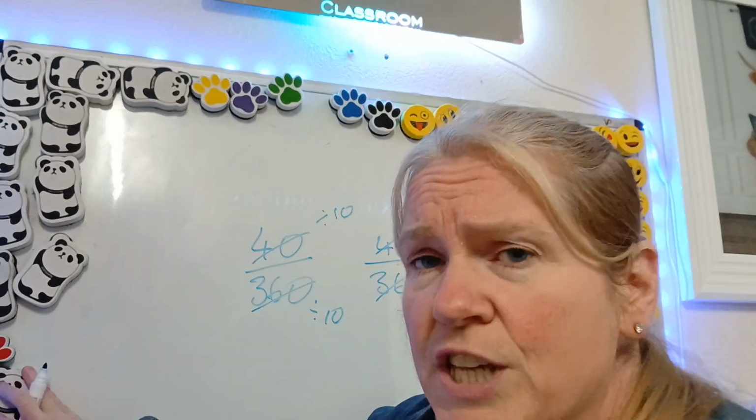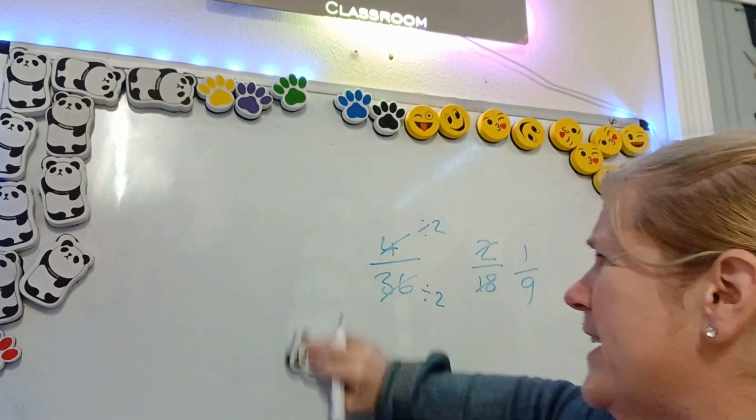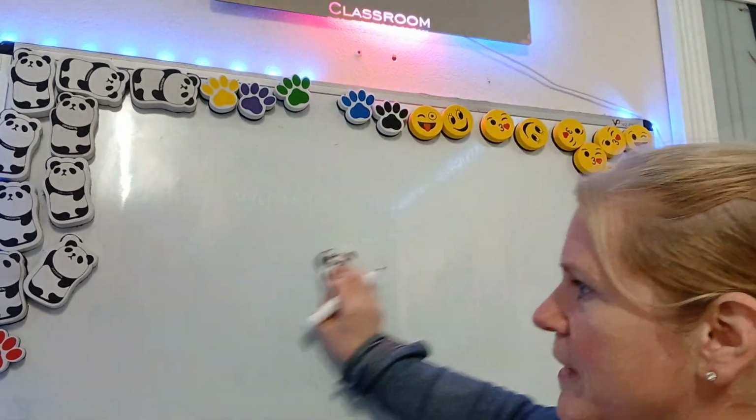Right, so you just keep going. You do often get taught that you have to think of the biggest number that goes into them both, so that you just have to do it in one go. You can just simplify with that number.